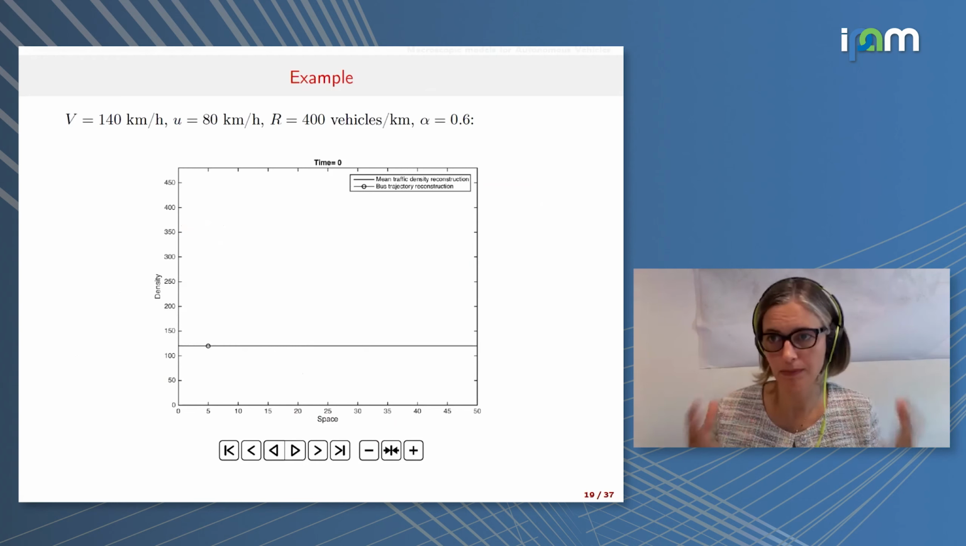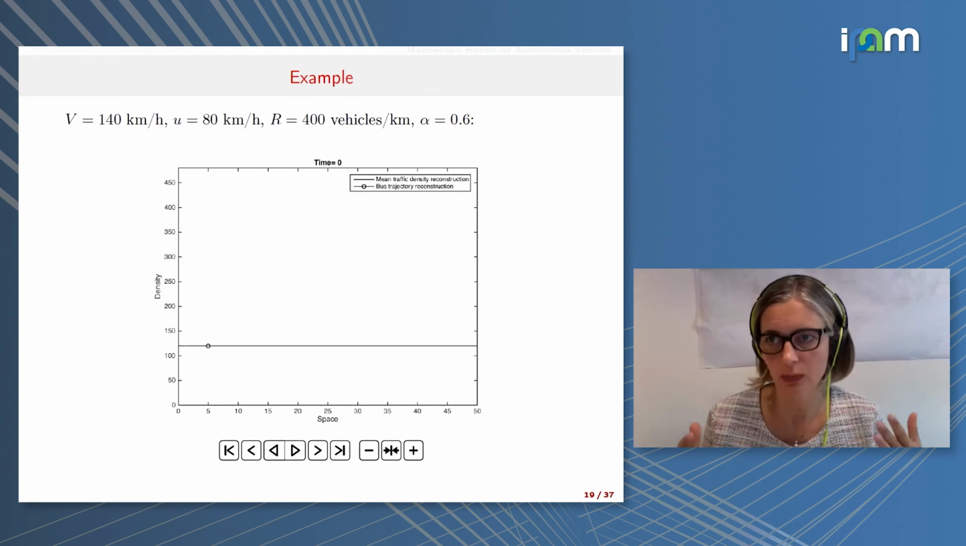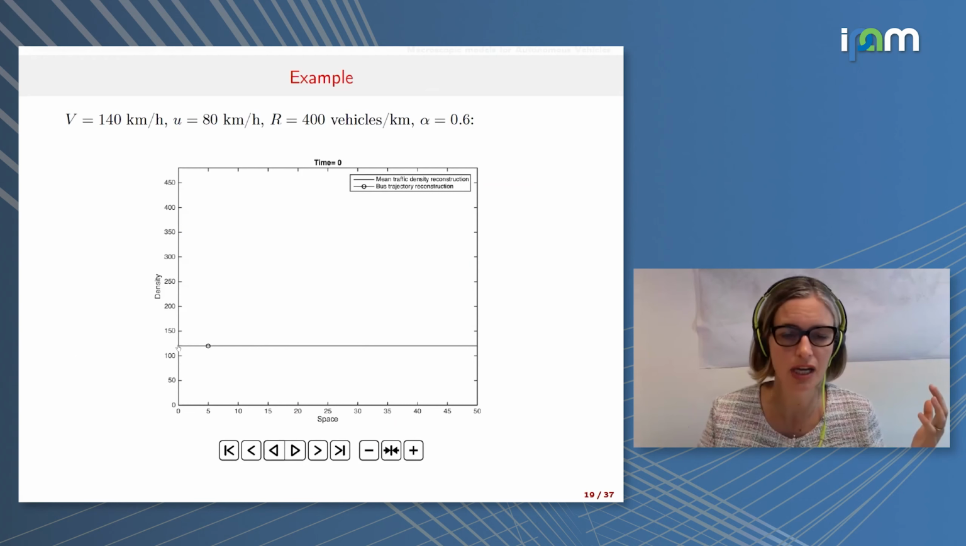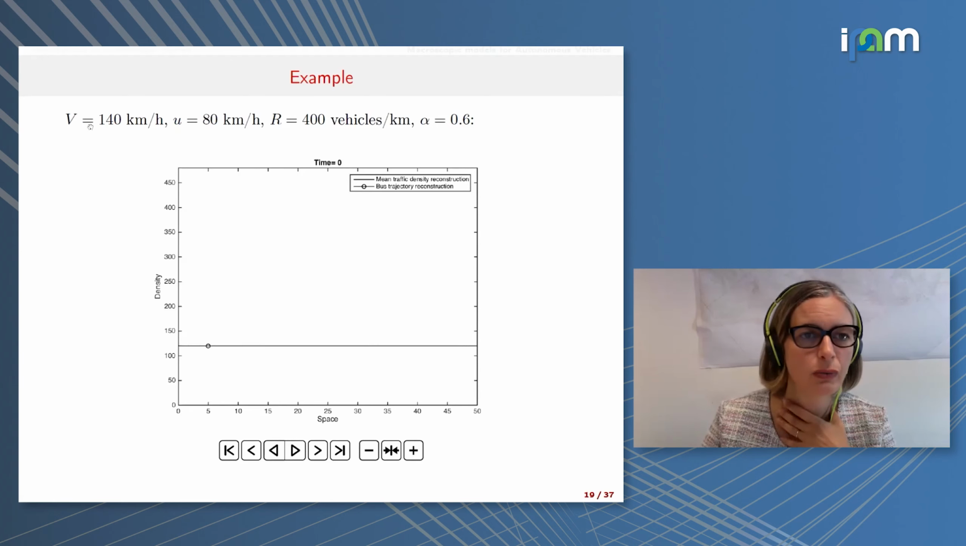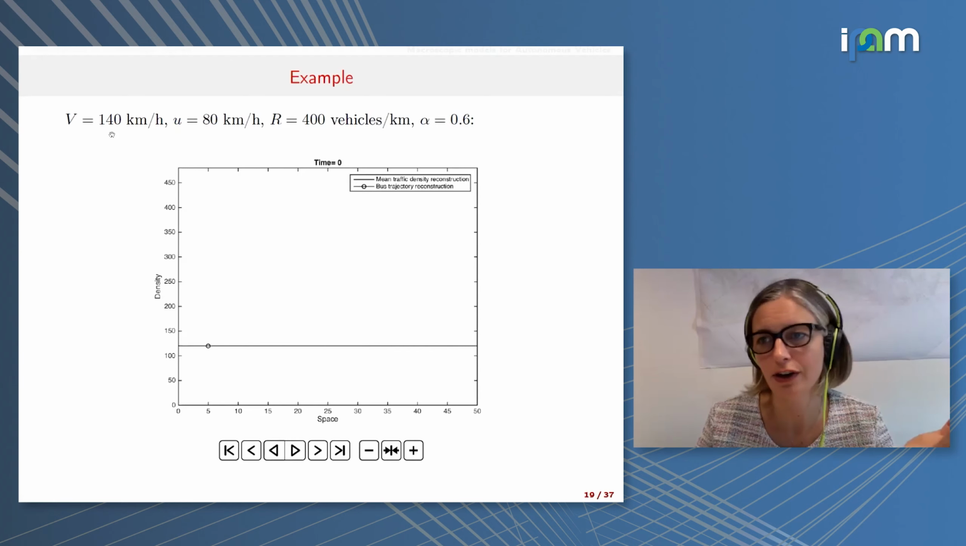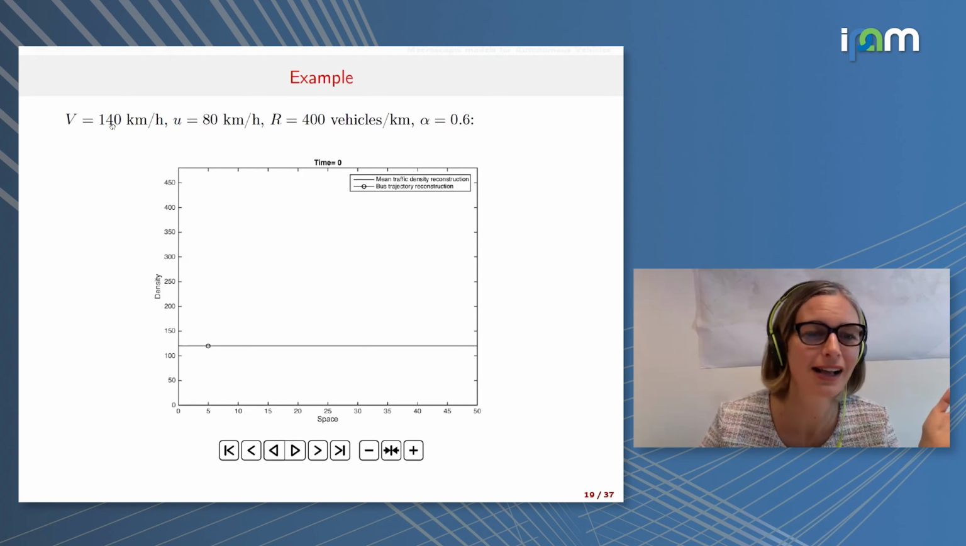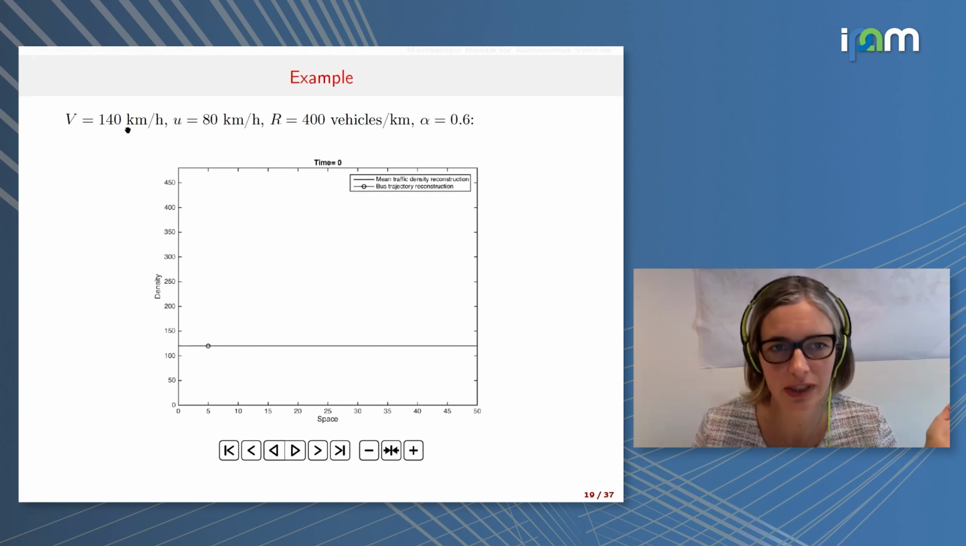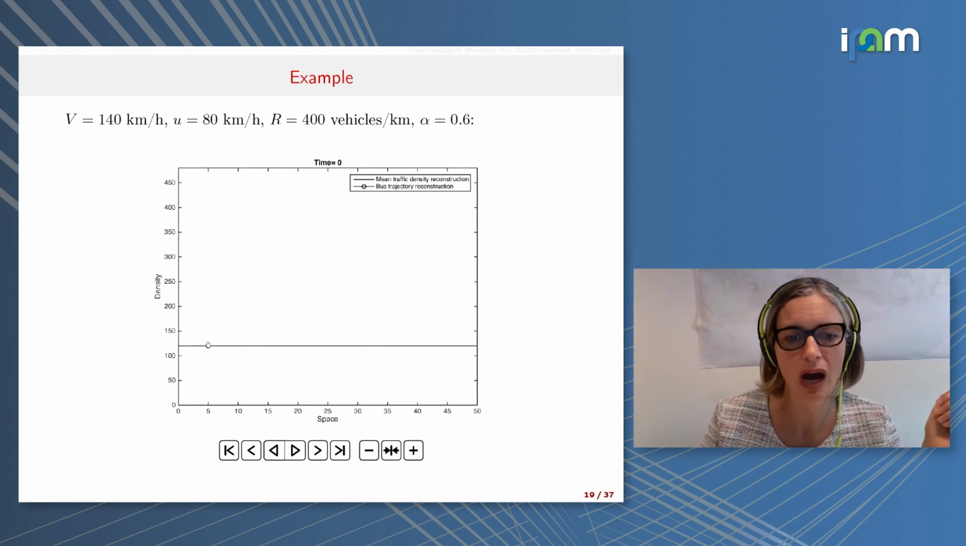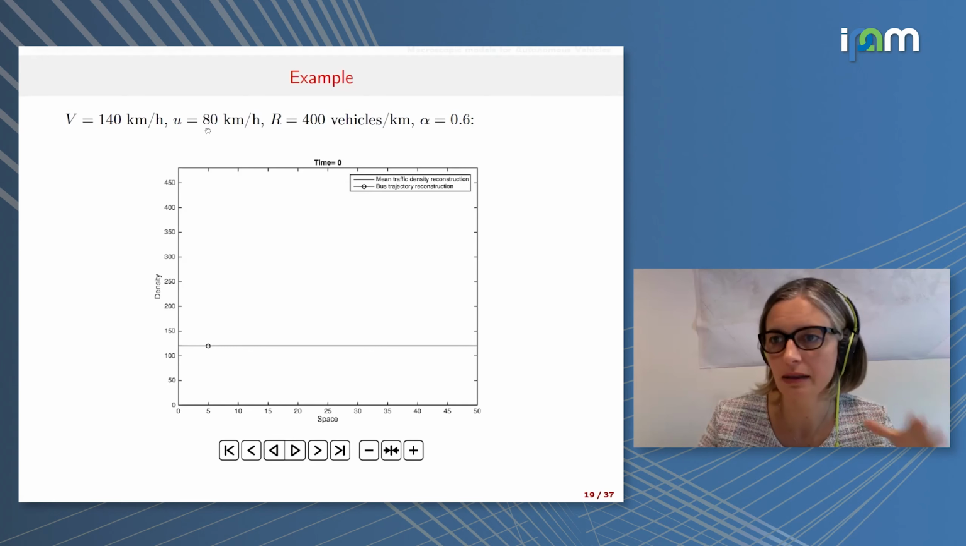Let's see a movie to illustrate what is happening. So let's imagine that we have a uniform traffic flow here. So we're moving with speed, okay, I'm sorry, I'm using kilometers per hour here, not miles, 130 kilometers per hour. And we have our autonomous vehicle starting here, whose maximal density is set at 80, okay?